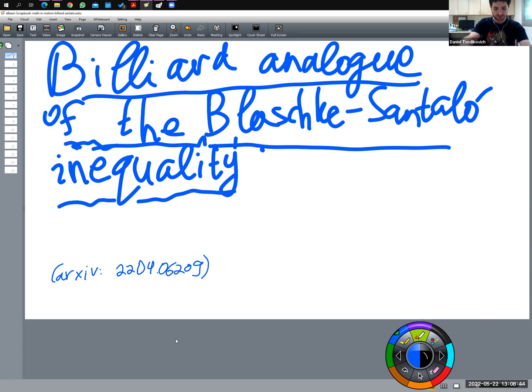I'll talk about an analog of the Blaschke-Santalo inequality in the billiard dynamical setting. First I'll recall some notions that are necessary to define the Blaschke-Santalo inequality, and then I'll explain what facts about the Blaschke-Santalo inequality we will try to generalize to the billiard setting and what I can show.